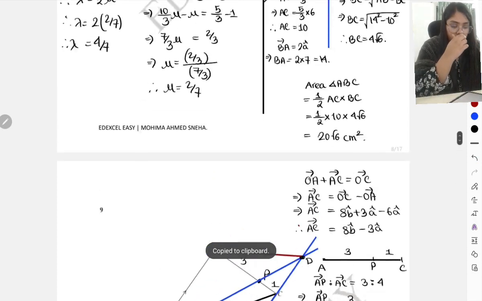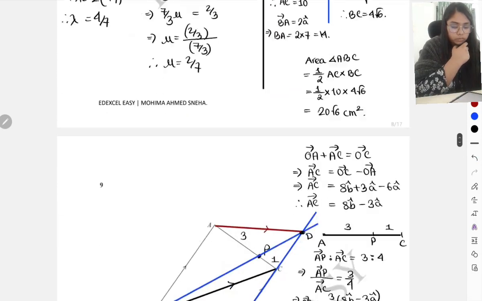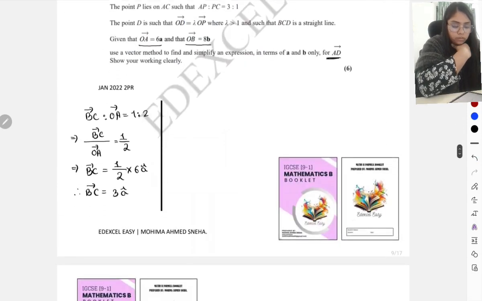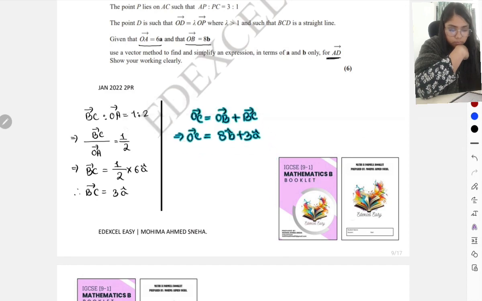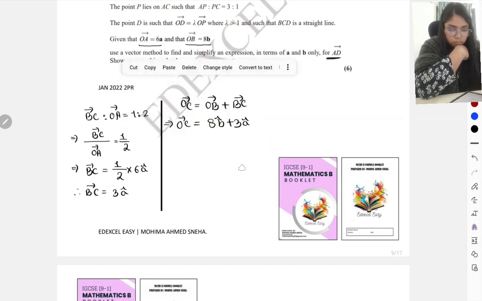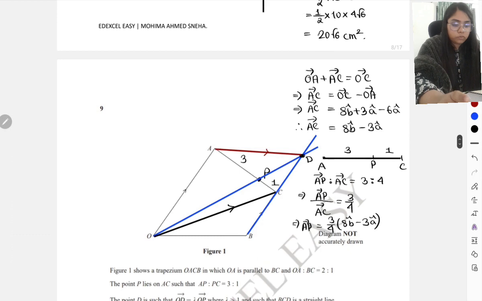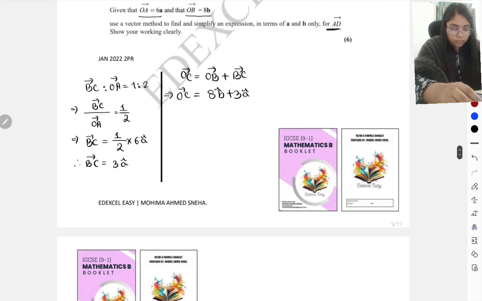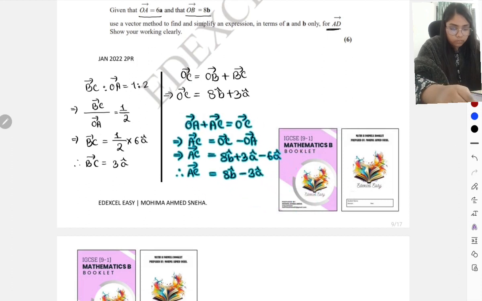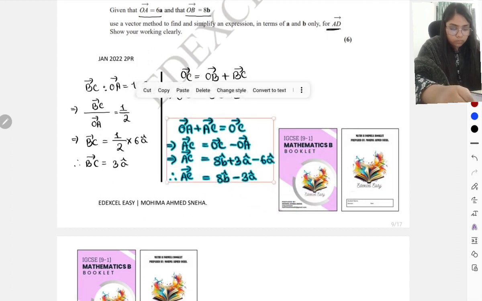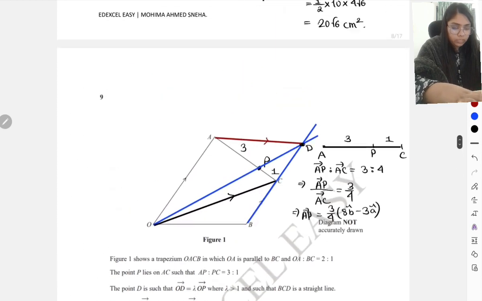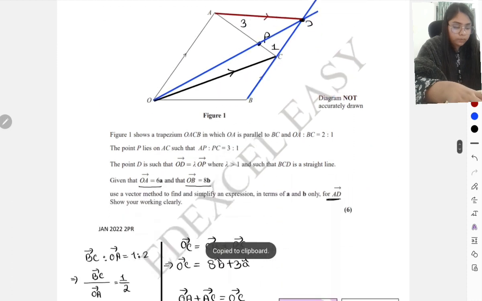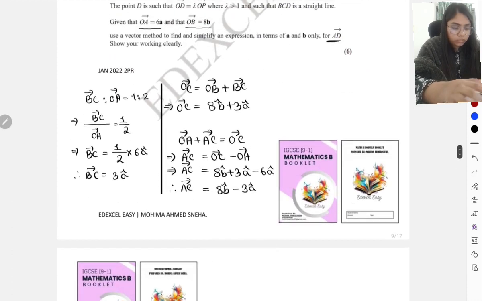Yeah, after we found BC, we calculated OC. Right, and then again from using OC, we calculated AC. Right, and after this, from using AC, we calculated AP. So I'll just write it down over here, and then we'll move on.